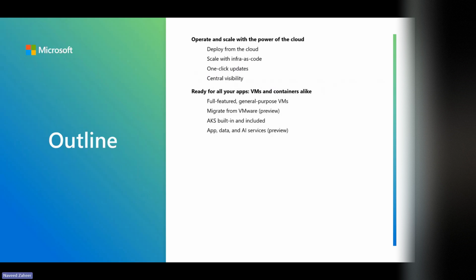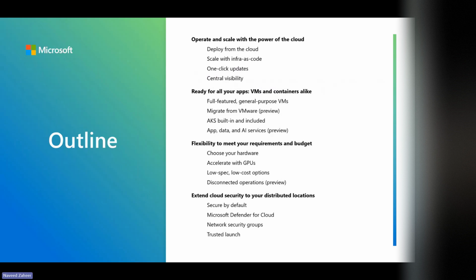At the same time, there is a path to migrate. If you have VMware infrastructure and you want to seamlessly migrate it to Azure Local, that option is there as well. Okay. And then there's a wide variety of choices in terms of what type of hardware you want to use, and you can pick and choose based on your needs. The GPU support is there, and of course, the disconnected operations are currently in preview.